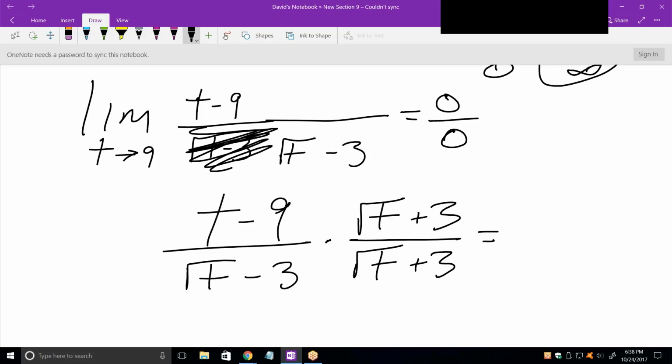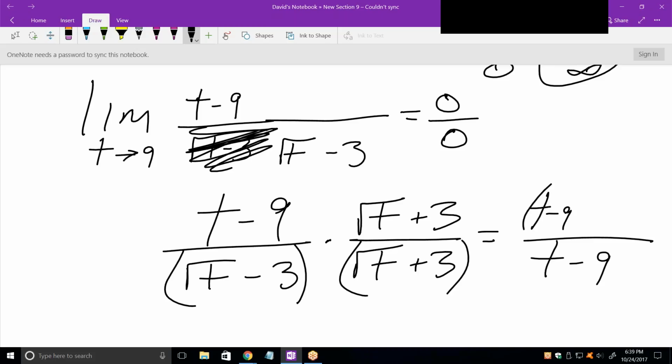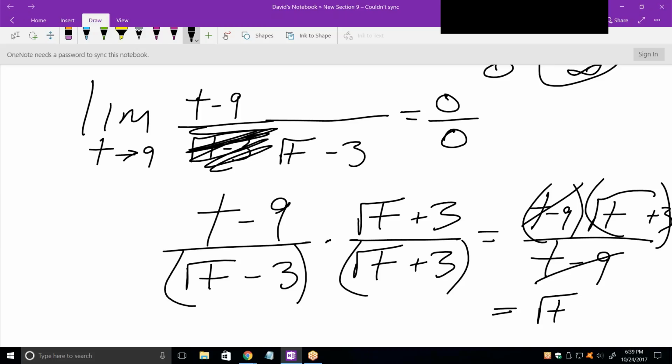When you multiply something by the conjugate, the bottom becomes t minus 9. Okay. Do this multiplication. When you FOIL those two things, you get t minus 9. Okay? The top becomes t minus 9 times square root of t plus 3. Right? Yep. Now you can cross the t minus 9's out, and I've got square root of t plus 3. Now find the limit of that as t goes to 9. Oh, that's easy then. Yeah, in other words, it's no longer 0 over 0. It is some number. It's 6.